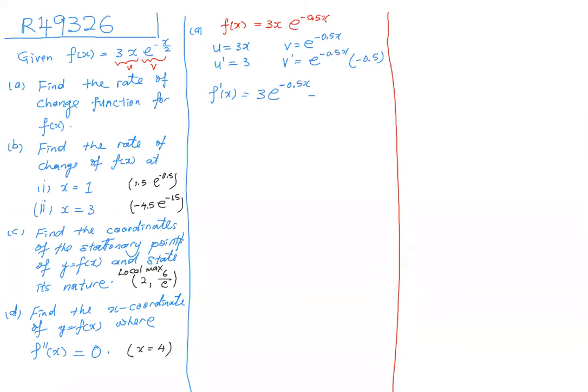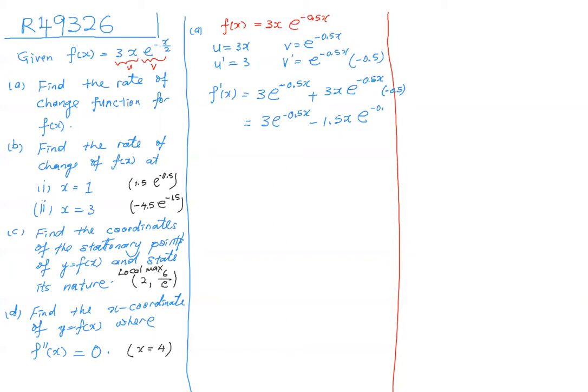3, 3x e to the power of negative x over 2 over 2. Okay, so actually this one you times by 0.5, correct? So actually it's a plus, you times by negative 0.5, correct? Okay, so this one you have 3e to the power negative 0.5x. So 3 times negative 0.5, you got 1.5.